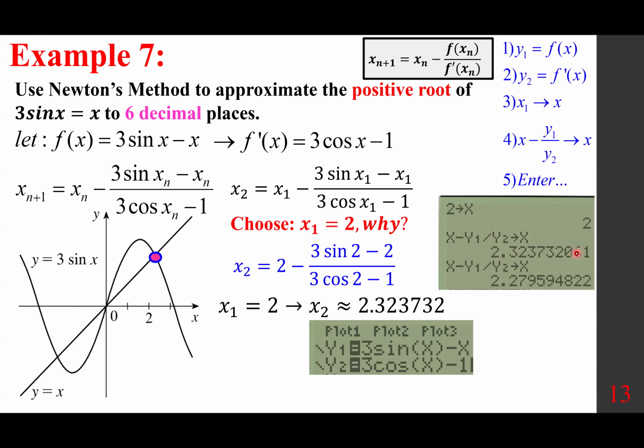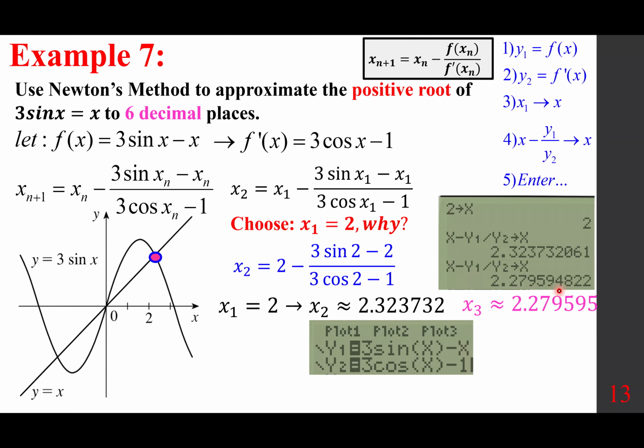And remember what we want. We want a root, but even if they don't say 6 decimals, you have to figure out with the number of decimals, they should be the same. So this number and this number are different, so not good. Press enter again. But just for the sake of argument, x sub 3 is this number, 2.27959. The 4 changes to 5 because next to it is 8.